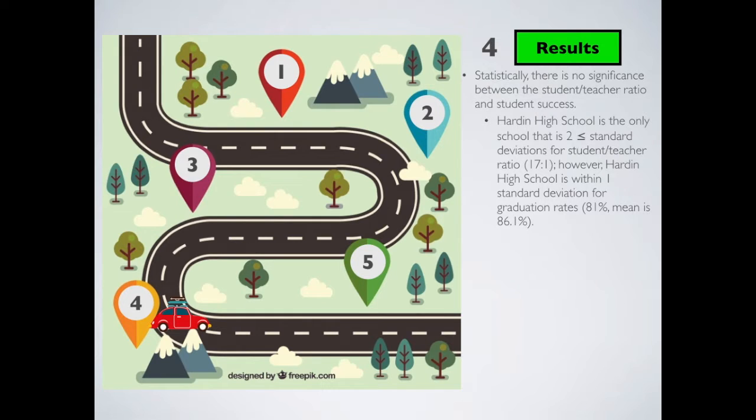Hardin High School is the only school that is 2 or greater standard deviations for student-teacher ratio, 17 to 1. However, Hardin High School is within 1 standard deviation for graduation rates at 81%. The mean for the graduation rates of the 10 Montana Class A high schools used in this study is 86.1%.